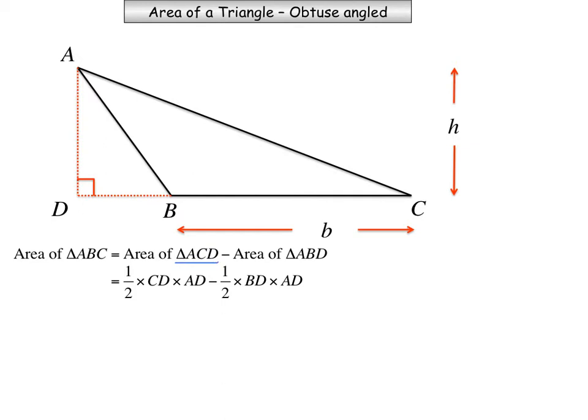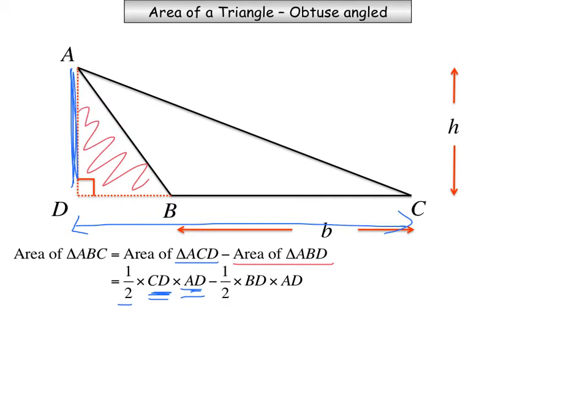So the area of triangle ACD is a half times base times height, and there's the base CD, and there's the height AD. And the area of triangle ABD, so in this area there, is a half times the base, which is the length from B to D, multiplied by AD, which is the height.